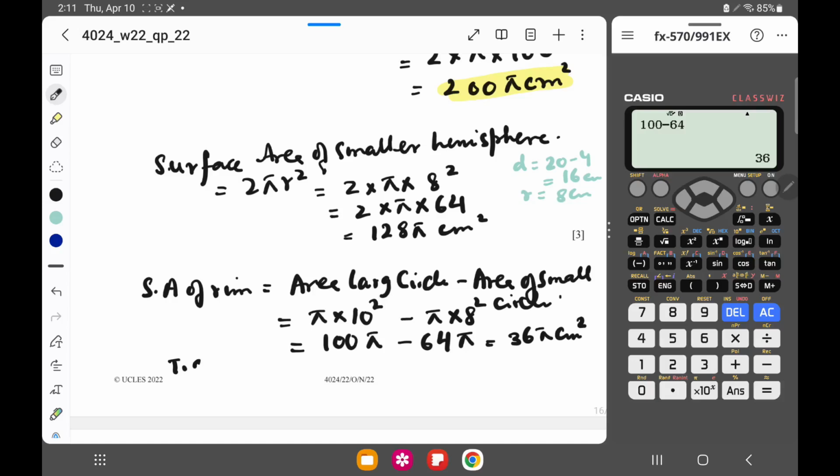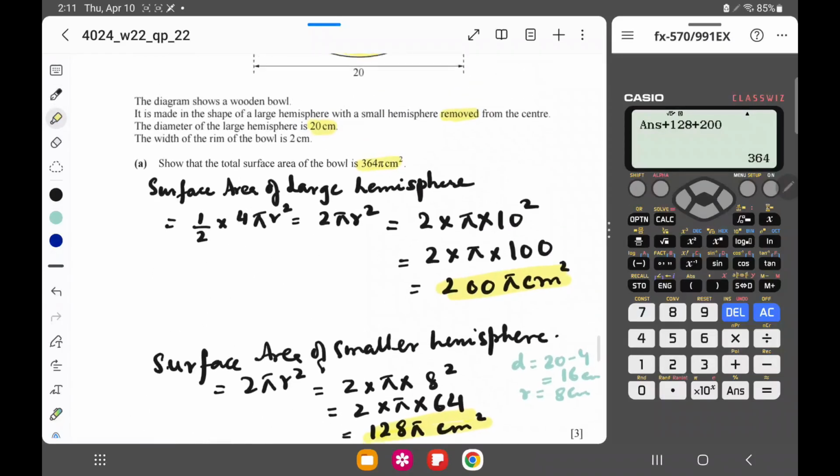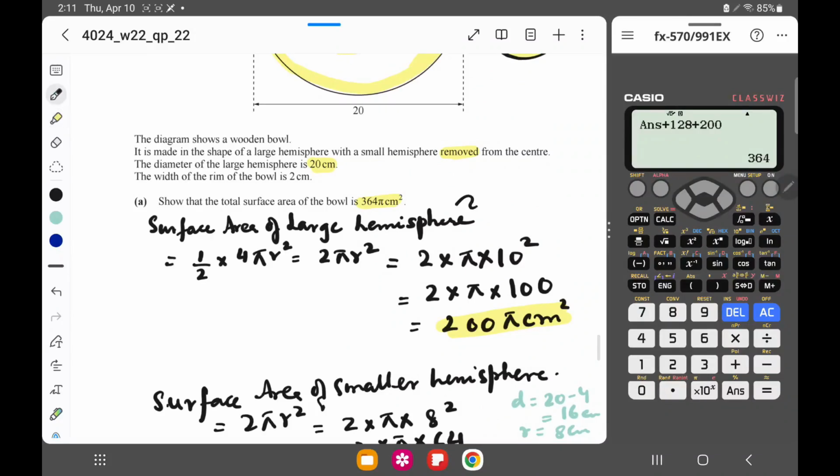So for the total surface area, you just add these three numbers: 200 pi square centimeters, 128 and 36. So 200 plus 128 plus 36 pi square centimeters, which is equal to 364 pi square centimeters. That is the answer for this question. So this we had to show: 364.